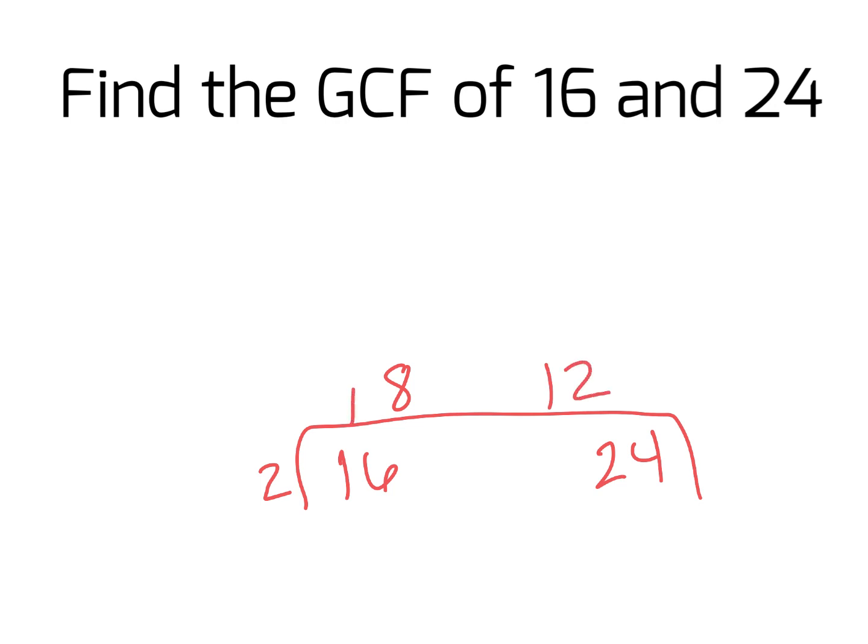Now 8 and 12 can still be divided. Some of you may say, hey, this is going to be divided by 4, but I still struggle with my division, so I'm going to say these two are even again. So I'm going to divide by 2 again. 2 goes into 8 4 times, 2 goes into 12 6 times. Now 4 and 6 again are still even numbers.